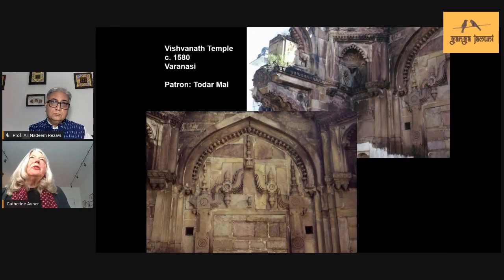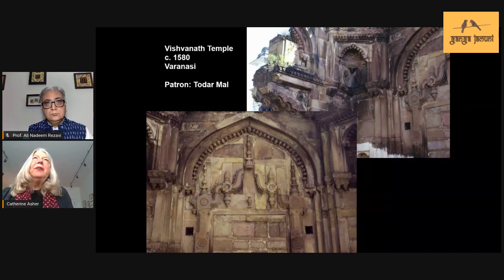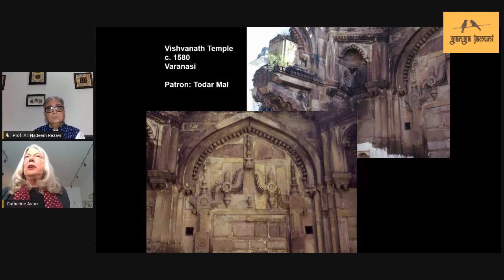Another remarkable patron is, of course, Todar Mal, who served Akbar very well. And we know that he rebuilt, we should say, the famous Vishwanath temple in Benares, which had been damaged or destroyed by Aurangzeb, and then incorporated into the Gyanvapi Mosque.